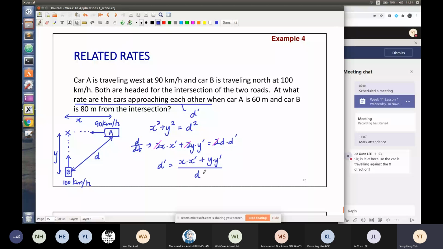Chishan asks, is it minus x because it's in the x direction? Hold on, let me see. In the negative x direction. Yeah, actually that's a good point. Let me think about this.